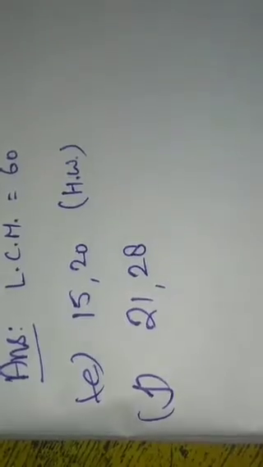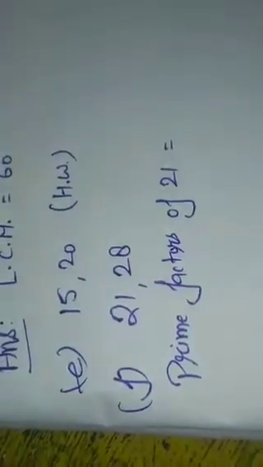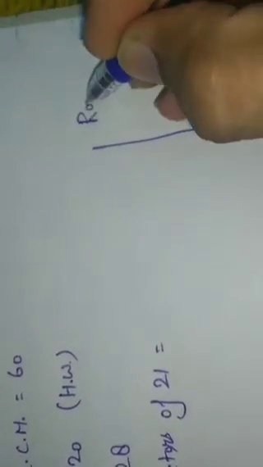F part numbers given are 21 and 28. Okay, students. There are two numbers given, 21 and 28. So first you find out the prime factors of 21 is equal to. So look here in the rough column. You can also find it out.